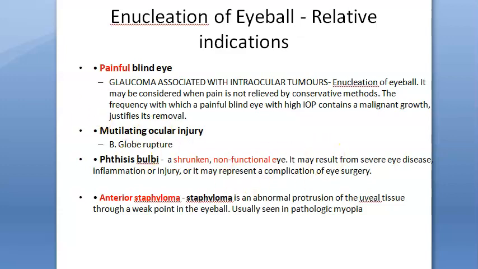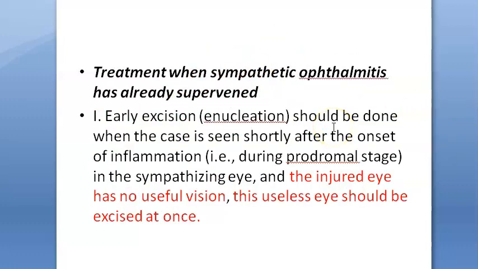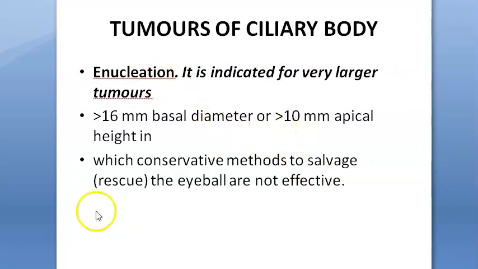These are some other small relative indications. For eye donation they will do enucleation. Remember, eye donation, tumor, cancer. Sympathetic ophthalmitis: when the eye is not working and they want to really save the other eye, they want to enucleate the blind eye.